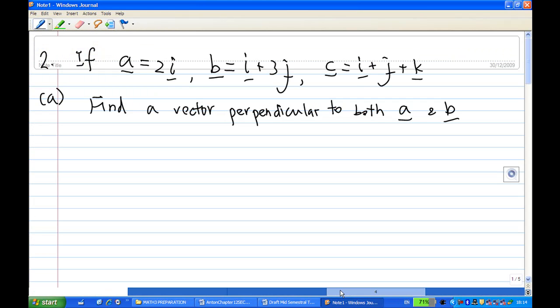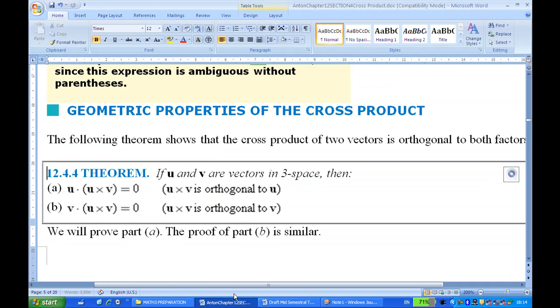So given A is 2i, B is i plus 3j. Find a vector perpendicular to both: A cross B. So the easiest way out is the answer is A cross B. Now, how do I find A cross B? You can refer to Howard Anton again.